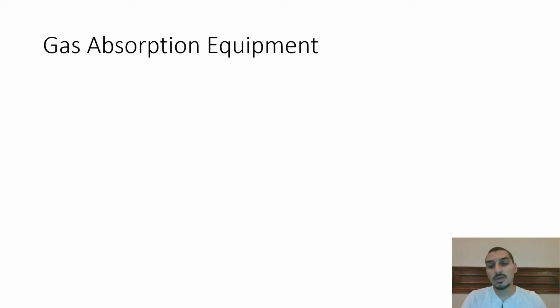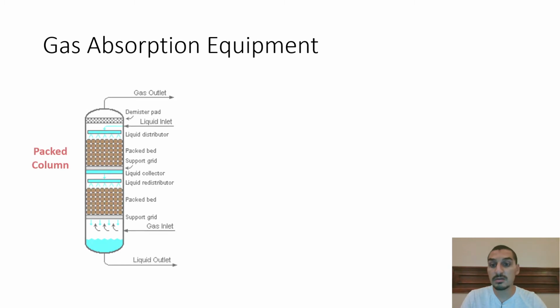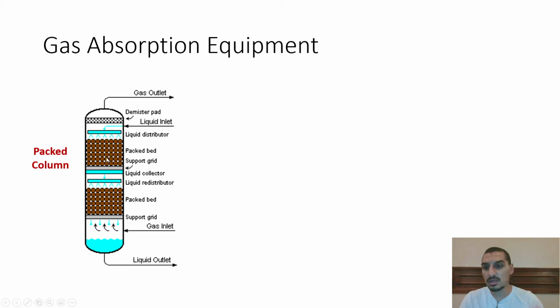Now let's see what kind of equipment we use to do the absorption in. The absorption process takes place in columns like the columns we use for distillation. One of them is the packed column, and we see here that the packed column contains packing, which is just something that's put inside. It has many shapes and many types, and its function is to create an area for the gas and liquid to meet and let the mass transfer take place inside.